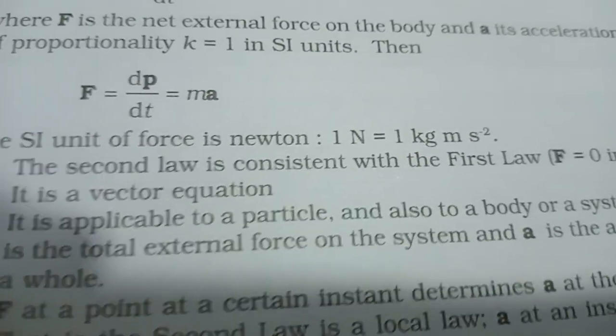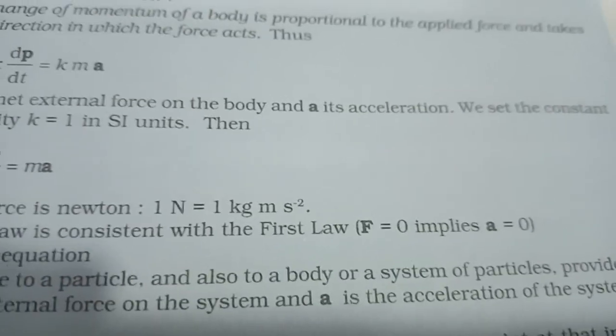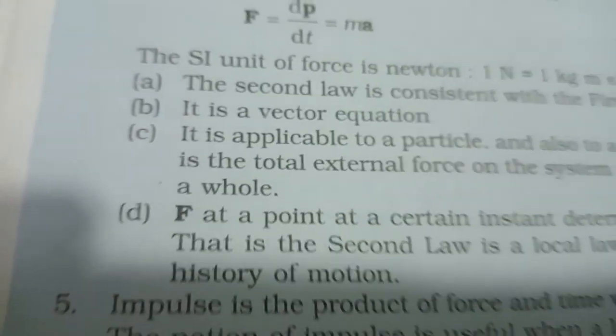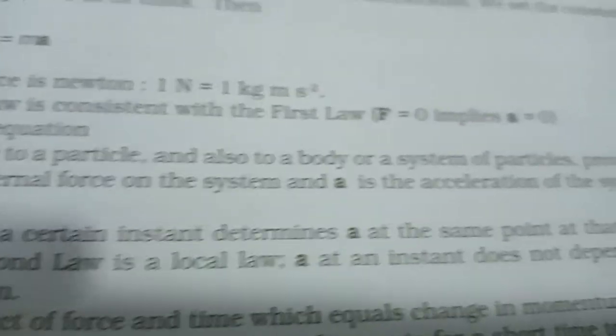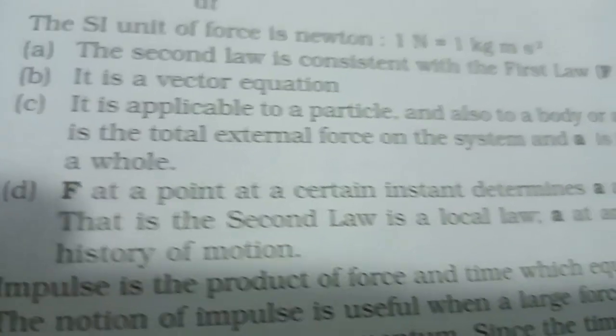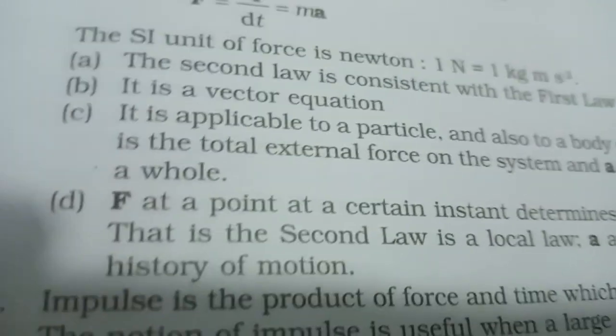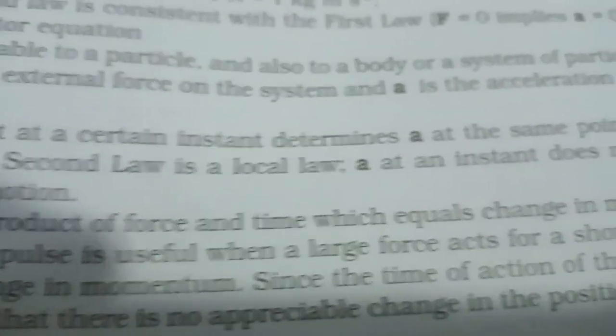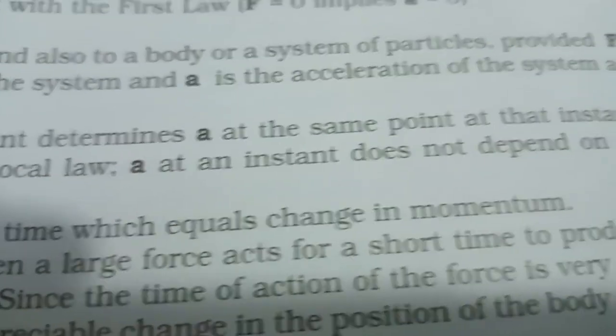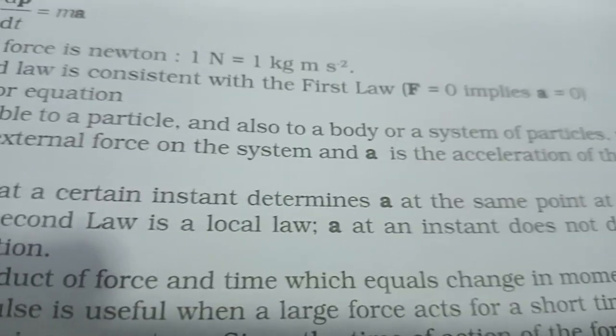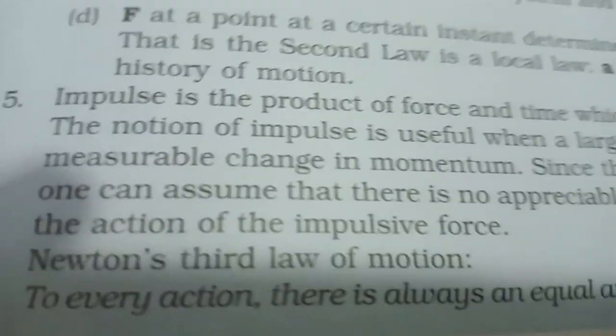The second law is consistent with the first law. F equal to 0 implies a equal to 0. It is a vector equation. It is applicable to a particle and also to a body or a system of particles, provided F is the total external force on the system and a is the acceleration of the system as a whole. F at a point at a certain instant determines a at the same point at that instant. That is, the second law is a local law. a at any instant does not depend on the history of motion.